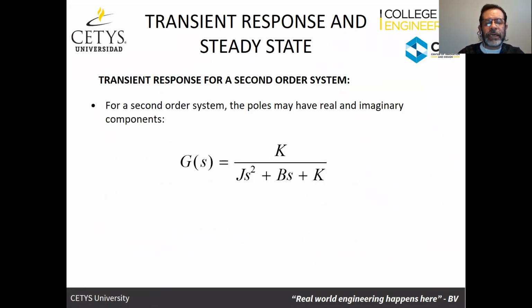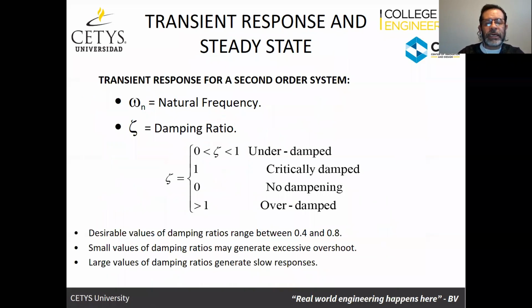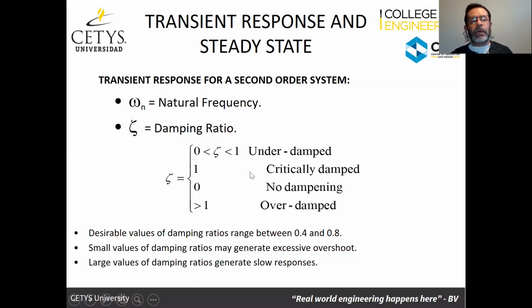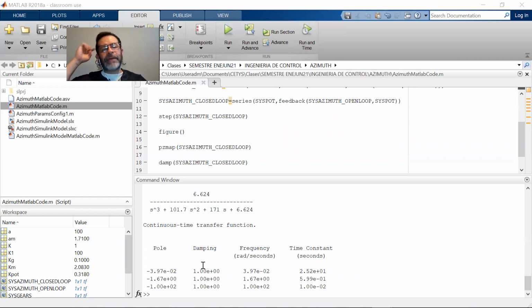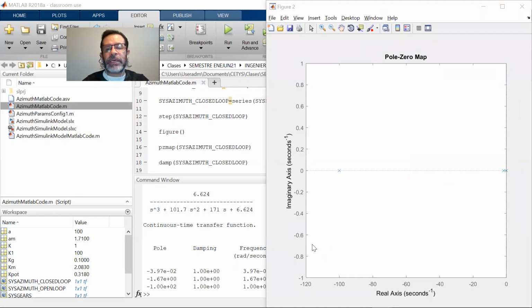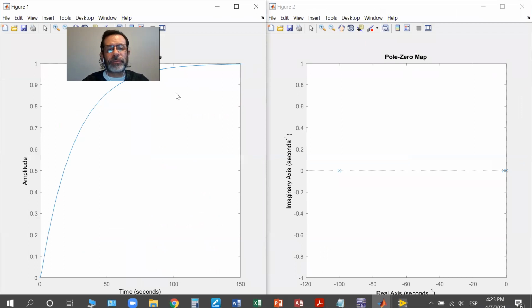We saw that a damping ratio that's 1 or close to 1 is called critically damped. And notice that it's critically damped and it's very close to 1. That's what we're seeing here. And that's why the response that we have is a response that's exponential.